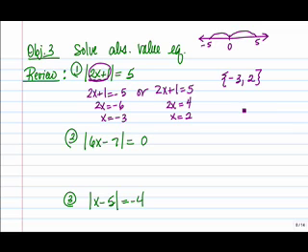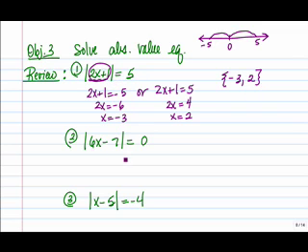Now remember, you can check, right? I can plug in negative 3. 2 times negative 3 is negative 6, plus 1 is negative 5, but the absolute value of negative 5 is 5. And then we can check with the 2 and see that it checks as well.